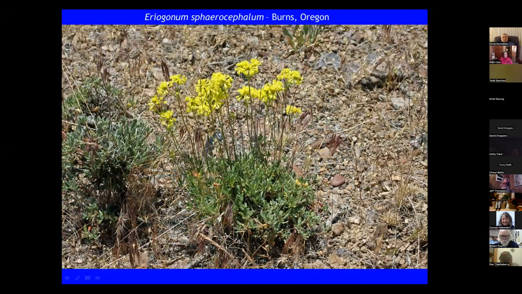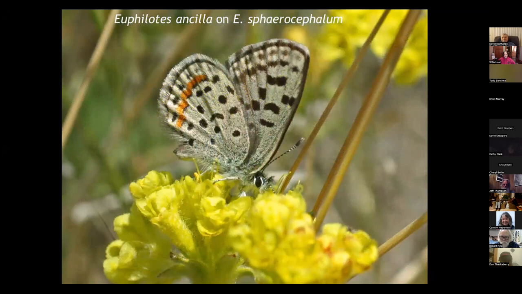In Oregon, Sphaerocephalum can look very different. This is a Sphaerocephalum at Burns, Oregon. Now the leafy part of the plant is fairly similar. It forms half round spheres of leafy structure, but the flower stems are much longer than they are in our Sphaerocephalum, and so the flowers themselves extend out much further away from the basal plant. Interestingly, there's a buckwheat blue, a Euphilotes, which occurs on these Sphaerocephalum in Oregon.